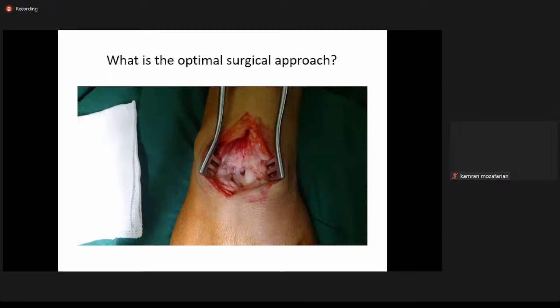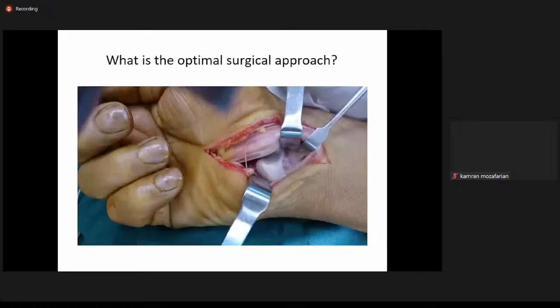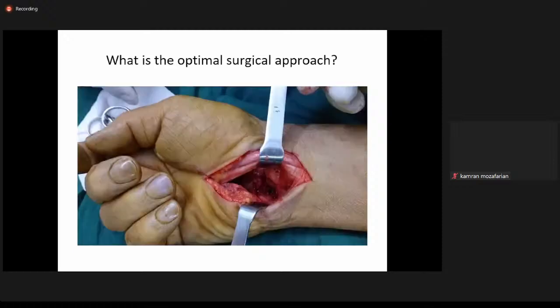What is the optimal surgical approach? The dorsal approach is the routine approach for perilunate fracture dislocation, but in the presence of volar dislocation of the lunate and compression of the median nerve, a combined volar and dorsal approach is necessary. After reduction of the lunate into the lunate fossa, we can repair the midcarpal ligaments.